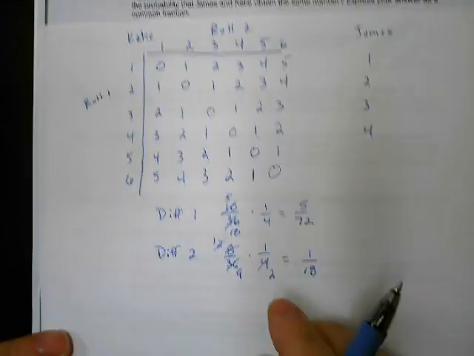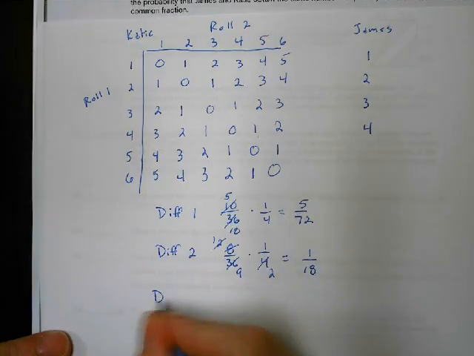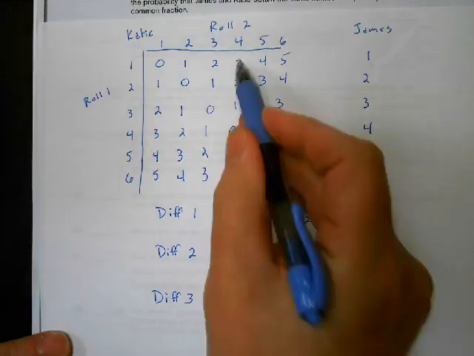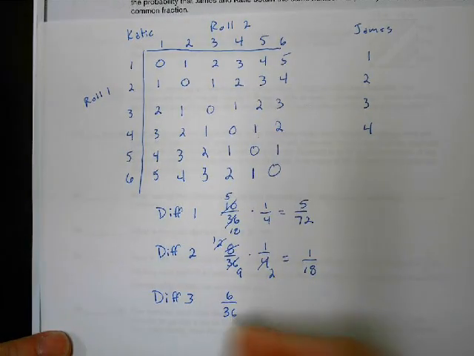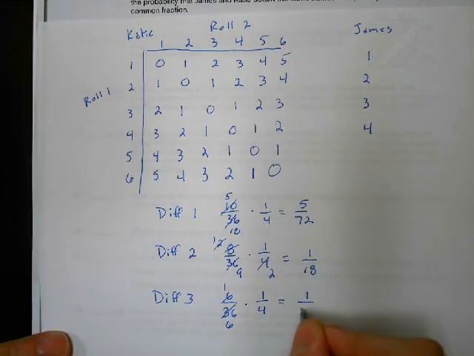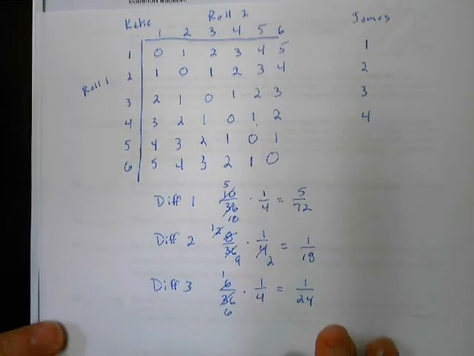Next possibility is she gets a difference of 3. She has 1, 2, 3, 4, 5, 6 ways out of 36 to get a difference of 3, or 1/6. He only has a 1/4 chance of getting a 3. So we get 1/24. Last one, difference of 4.